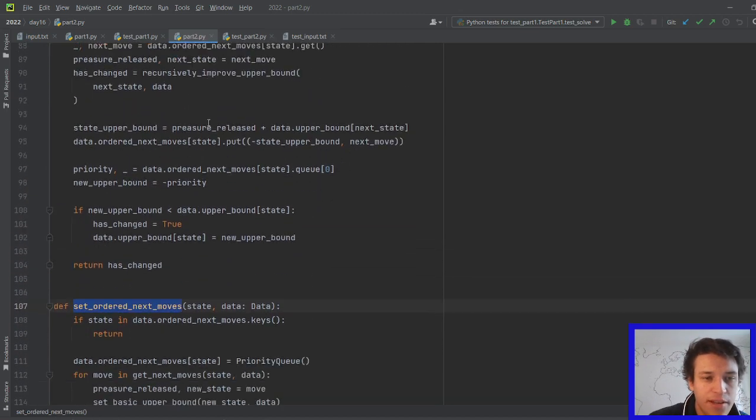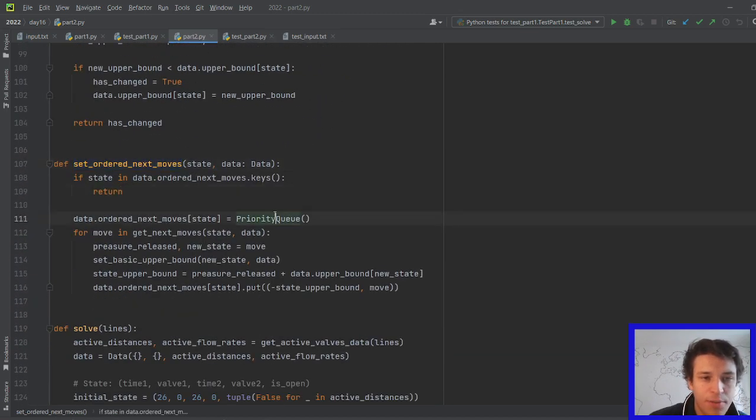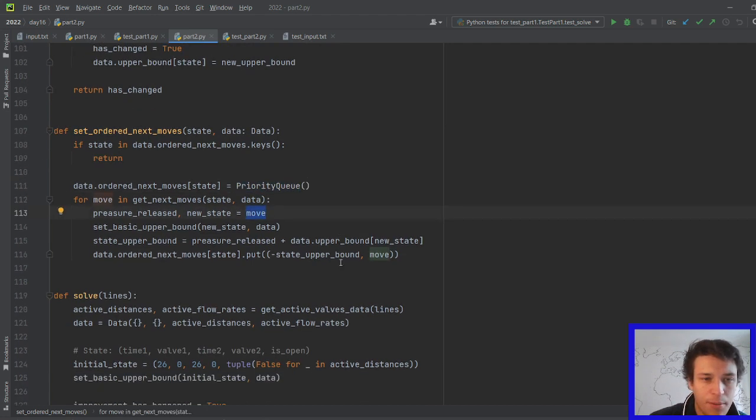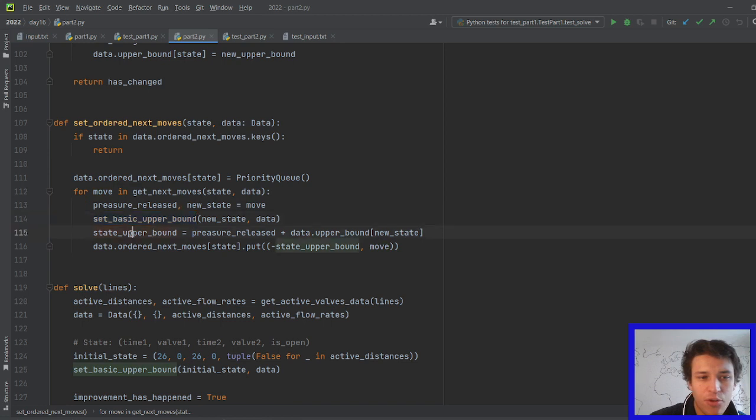So something we needed in there was setting the ordered next moves. The ordered next moves will be a priority queue, and we add moves to it based on their upper bounds to the original state, which will be the pressure released by a particular move, as well as the upper bound to this new state.